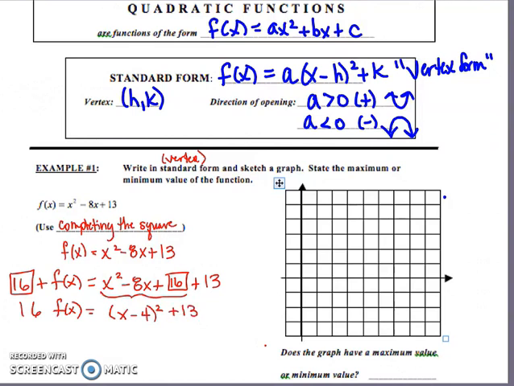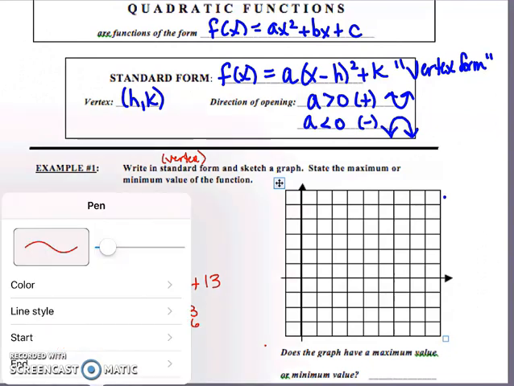And then after I do that, the last step is just going to be to get f of x alone. So I'm going to subtract that 16 over to the other side, and that's going to leave me with f of x equals x minus 4 quantity squared, and then positive 13 plus negative 16 leaves me with negative 3. So now my equation is in vertex form. I can clearly see the vertex in the equation.